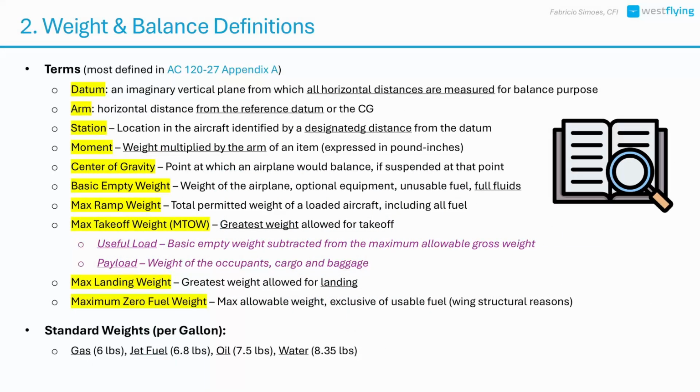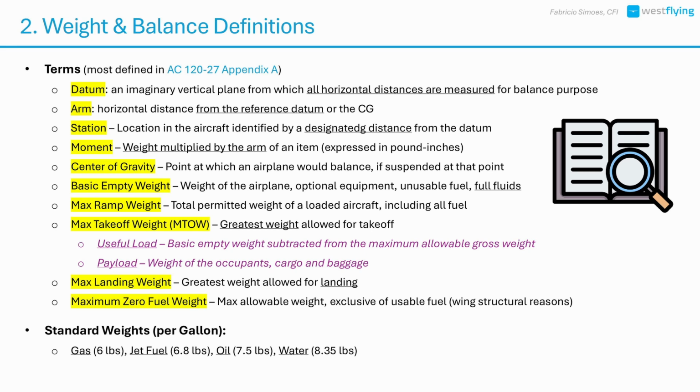Okay, before we go any further, let's make sure you understand some important definitions. You will hear a lot about datum. This is an imaginary vertical plane. Think of it as the starting point from which all measurements of arms in an aircraft are taken. In the Cessna 172, that's usually the firewall, but it can be defined anywhere, as long as all arms are measured from the same place.